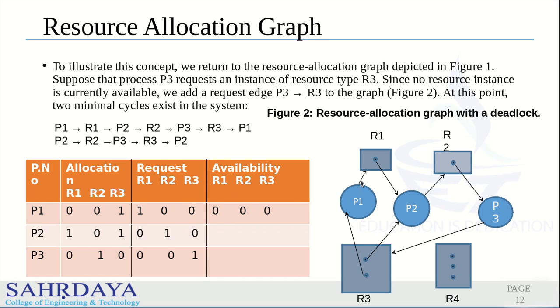Availability. For R1, the instance is allocated to P2, so no availability, 0. For R2, this allocation is going to P3, so no availability for R2. For R3, two resources are there. One is allocated to P1 and another is allocated to P2, so it's 0 0. Remaining cases also it is 0 0. All allocations are not available, so this graph is deadlock.